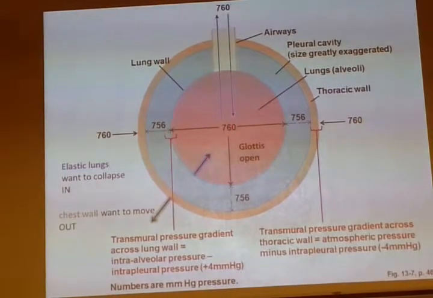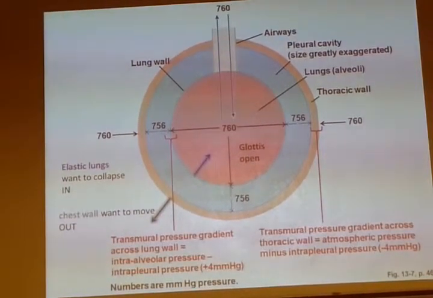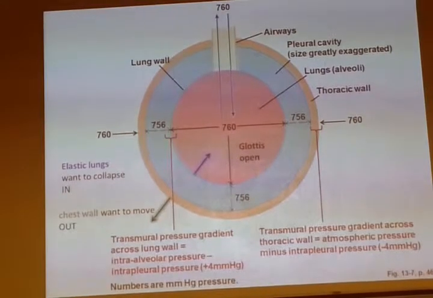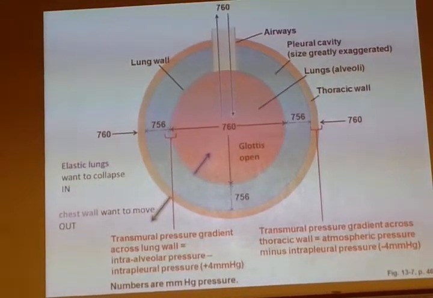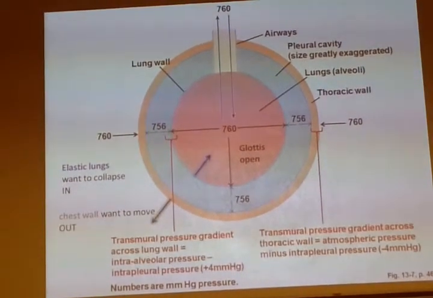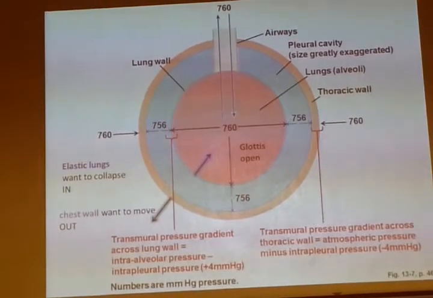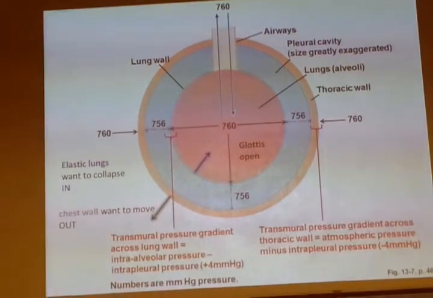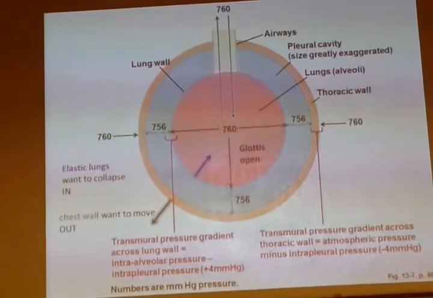So the tendency for the lung is to want to collapse in. I drew this little arrow and highlighted it to have it stand out. The elasticity of the lungs, they want to get as small as they can to get to the resting tension of that elastic tissue. But they can't, because the surface of the lung is stuck against the chest wall, held out at a bigger volume than it would be if it wasn't attached to the chest wall.